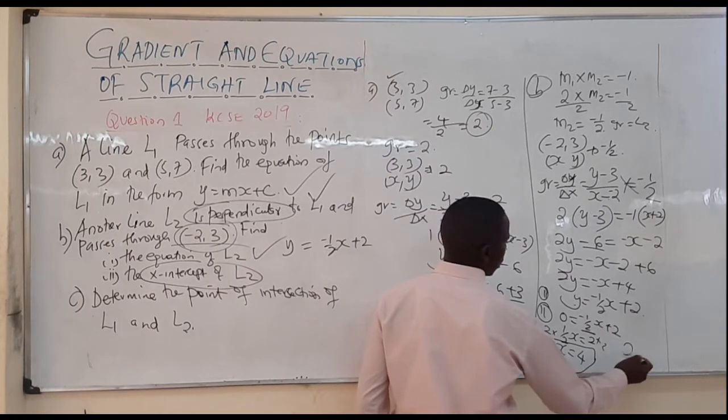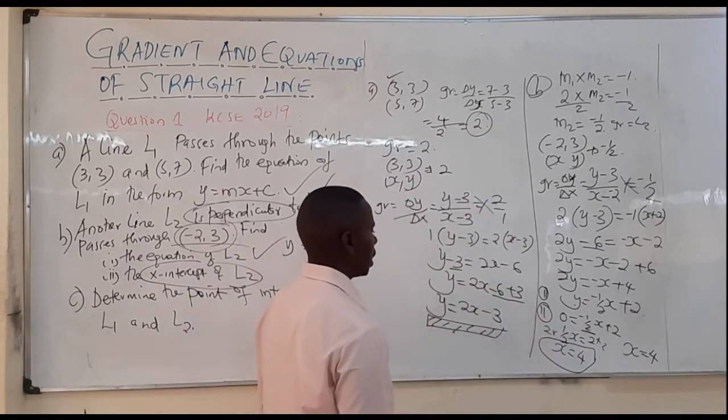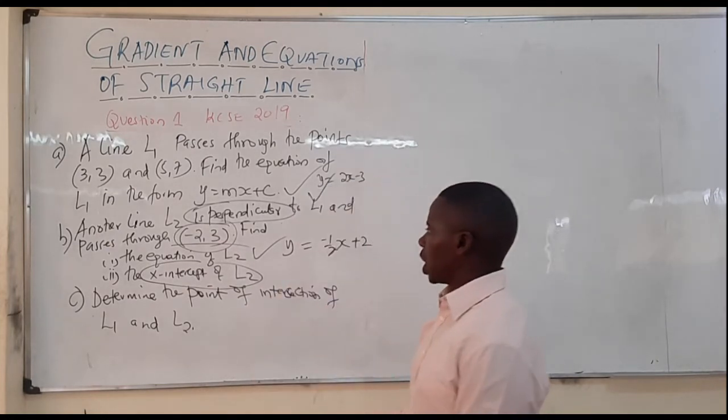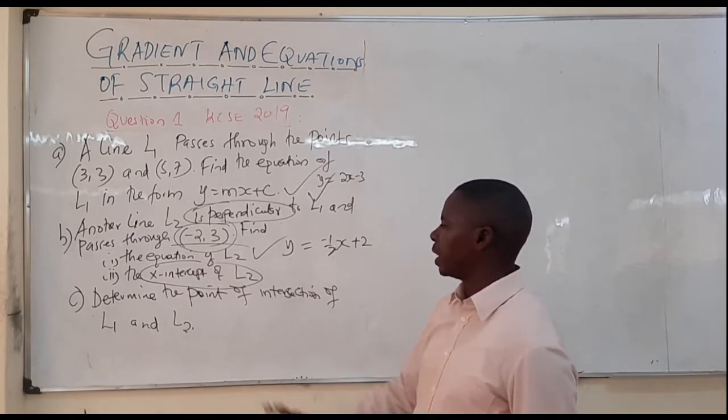So the x-intercept is x equals 4. That is where the line cuts the x-axis. Let's look at part C. Part C is to get the point of intersection of line 1 and line 2.